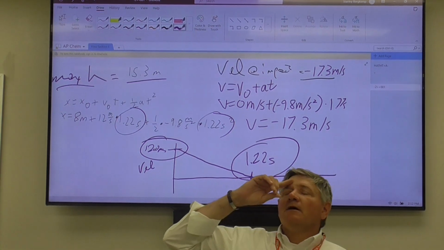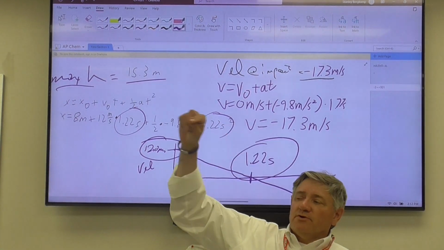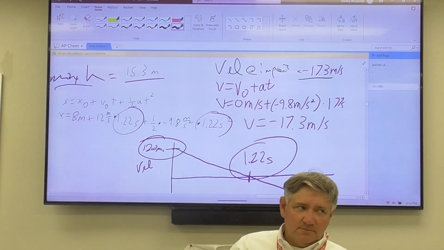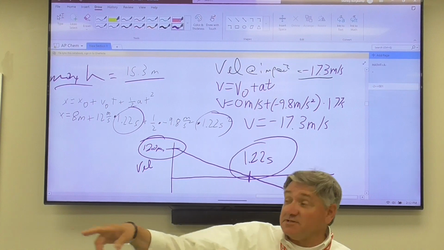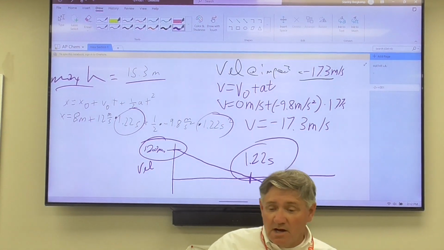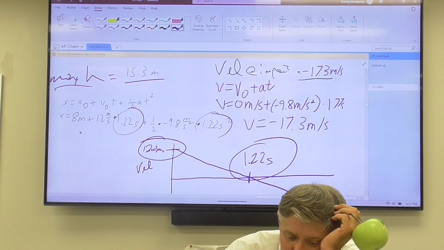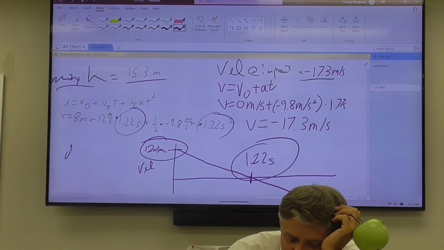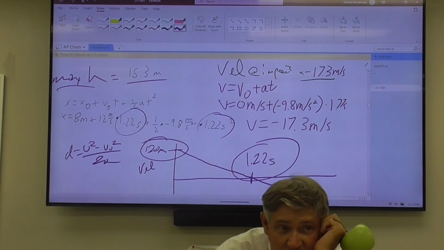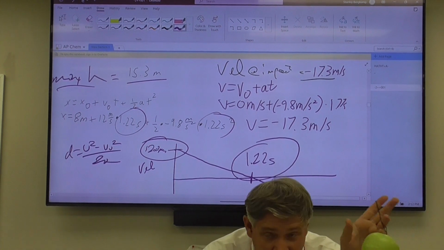Okay? So is there a way you could have found the max height without using time? You could use that equation. That's what, if it were me, I would have done. I would have used that equation and gone d equals v squared minus v naught squared over 2a. Okay? That's what I would have done.